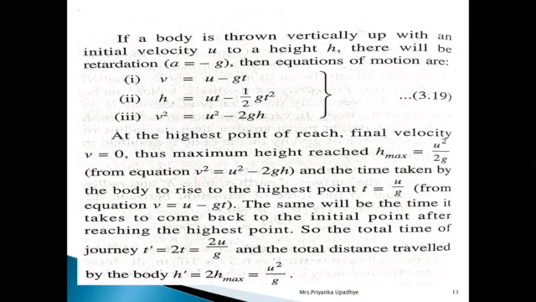So the same will happen to the time taken to come back to the initial point after reaching the highest point. So the total time of the journey will be t dash is equal to 2u divided by g. And the total distance traveled by the body will become h dash is equal to 2h. That is nothing but u square divided by g. So this is about the free fall of a body.